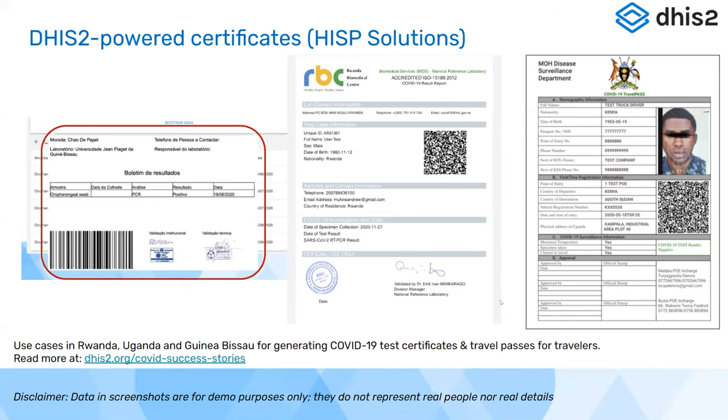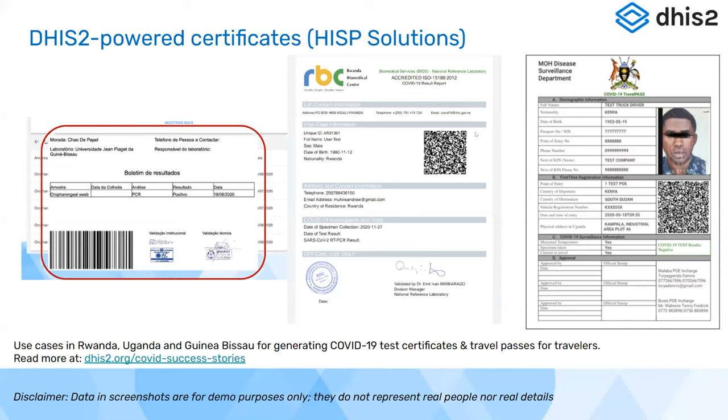With DHIS2, we've done a lot to make sure that building an external app can be very simple. We have an SDK associated with it that can be used. And there are a number of people in the community that you can also be put in contact with if you want to try to adapt or adopt the solution that they've provided.